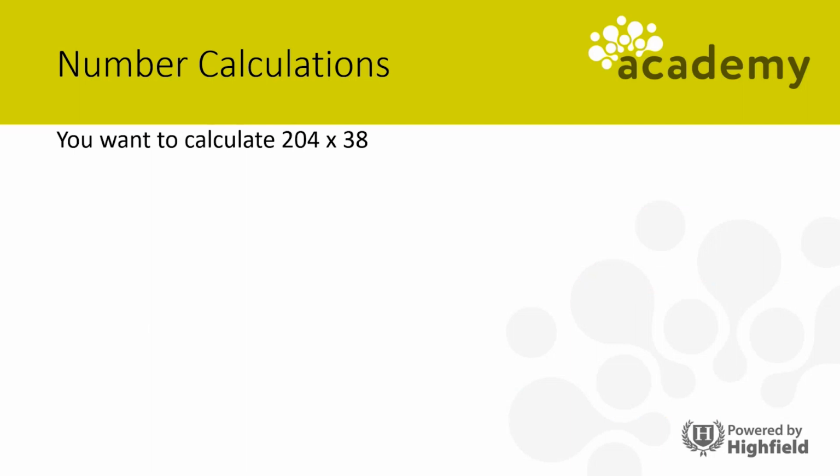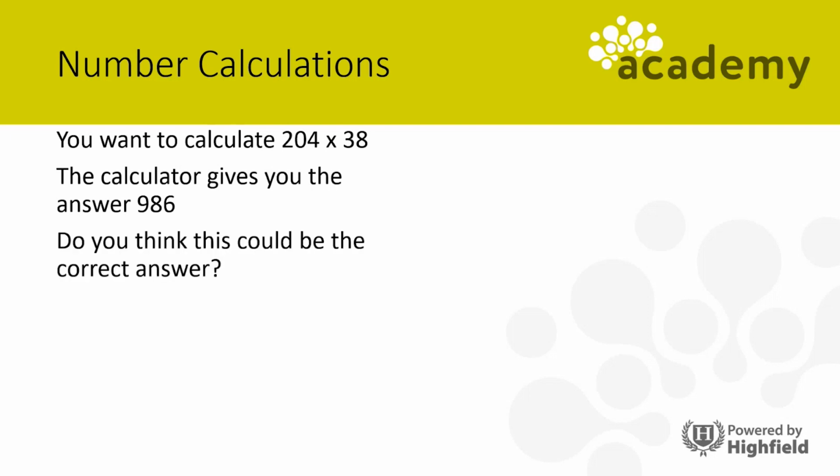You want to calculate 204 times 38. The calculator gives you the answer of 986. Do you think this could be the correct answer? And can you explain why?